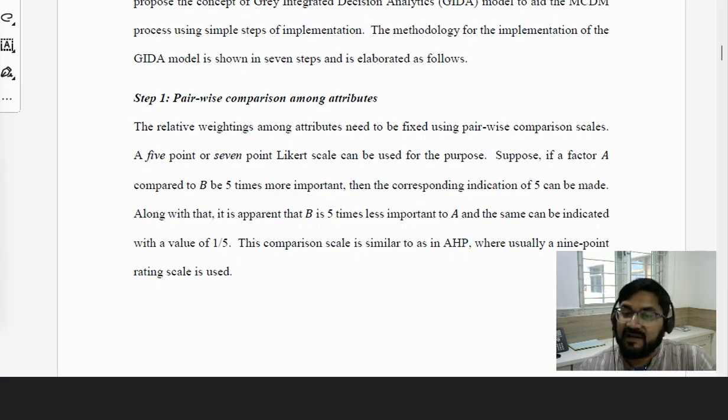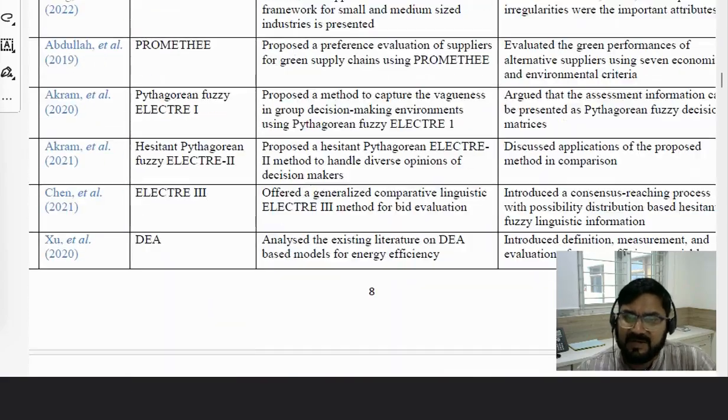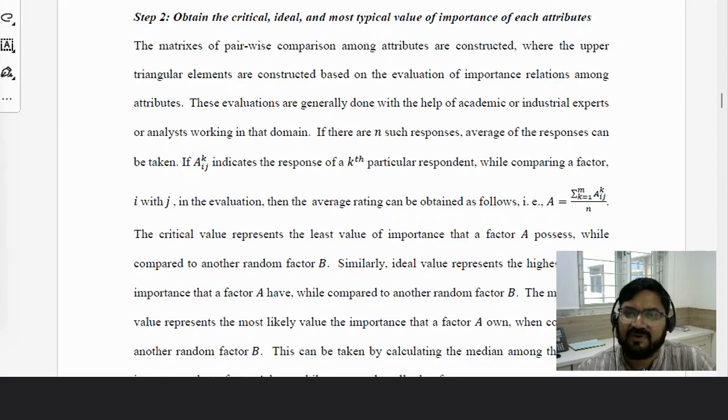You have several criteria for evaluation, so you can compare factor A with B. Usually we use a 5-point or 7-point Likert scale. If the value is 5, it means that A is 5 times more important than B, and in the reverse way, B is 5 times less important than A. Similarly, as in AHP, the only difference is the scale for evaluation. We use a 5 or 7-point Likert scale here. This is the comparison table, and I'm not going into it; we go directly to the steps for evaluation.